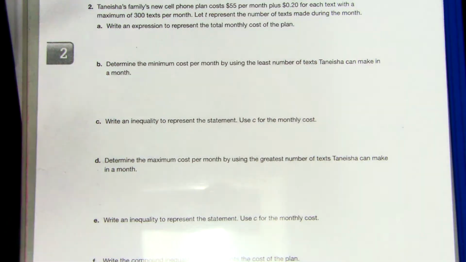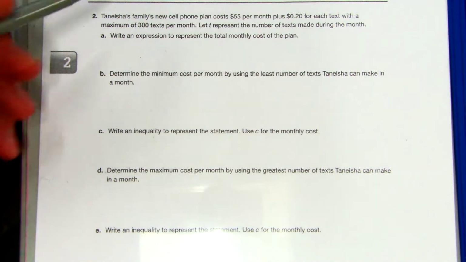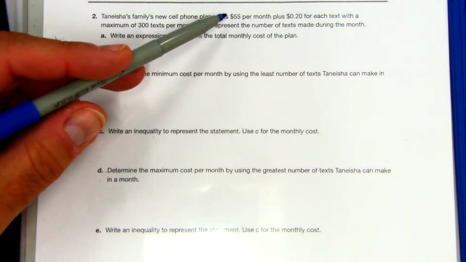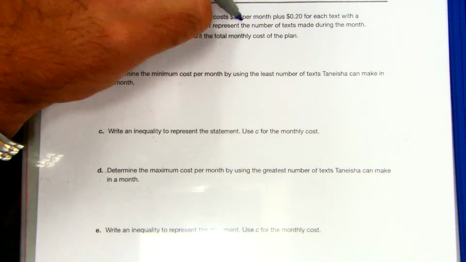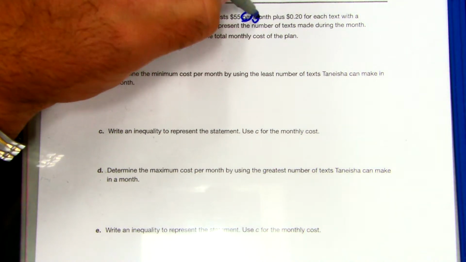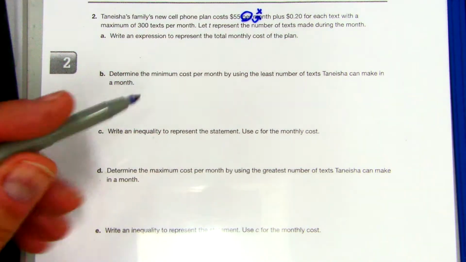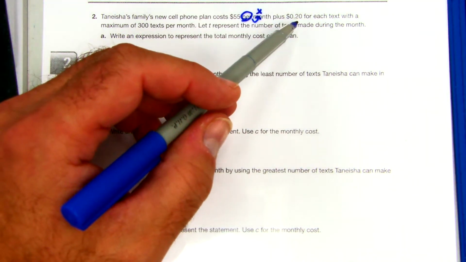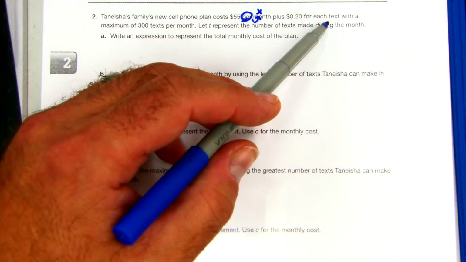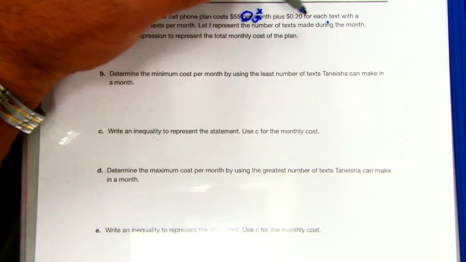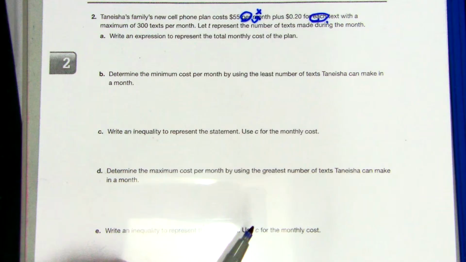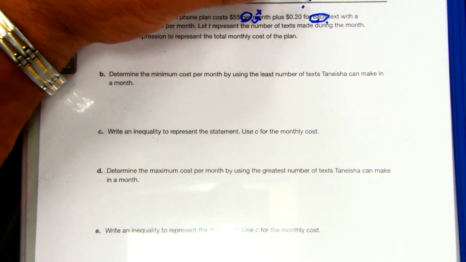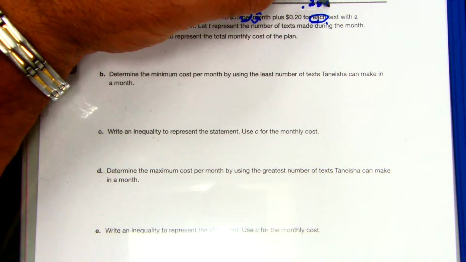Problem 2 says Tanisha's family's new cell phone plan costs $55 per month. So there's our per month. That's our x. So we know it's 55 plus 20 cents for each text x. Okay. So we have 2 of them in this case. It's $55 per month and 20 cents each text.